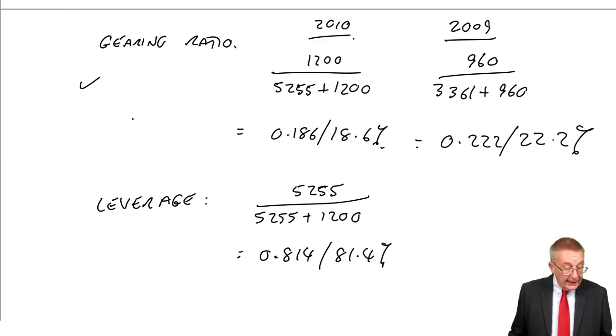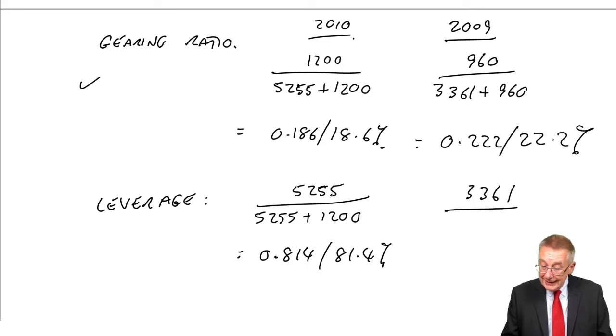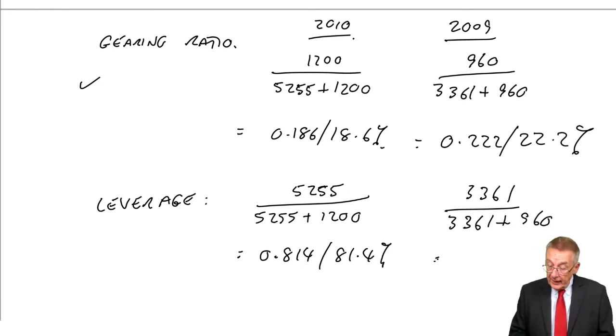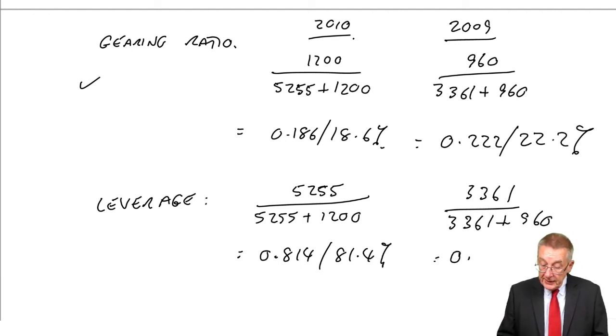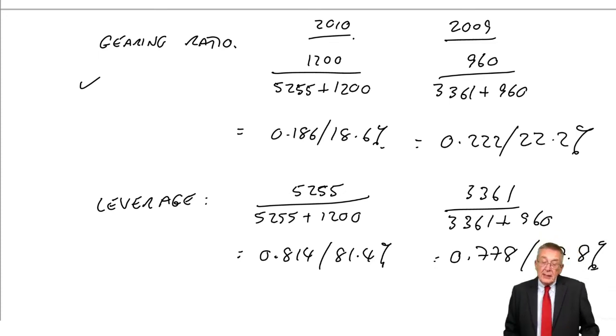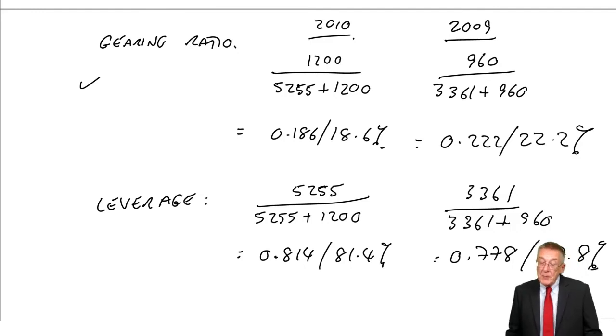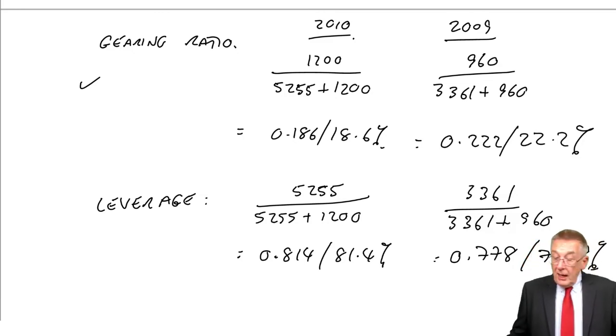Finally, what about 2009? Equity 3361, 3361 plus 960. 3361 divided by 4321 is 0.778, 77.8%. So I think I've said enough. As far as gearing's concerned, the higher it is, the more risky things are. As far as leverage is concerned, the lower it is, the more risky things are. The lower that is means the higher the debt. Okay, jolly good.